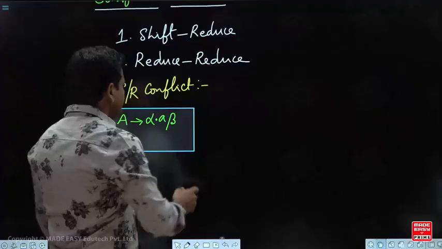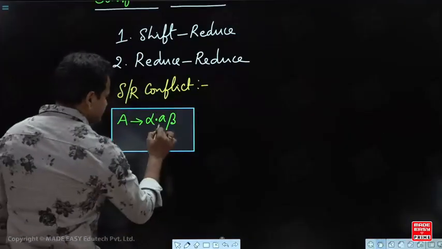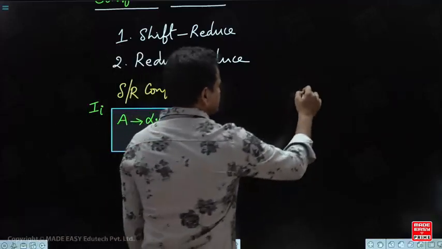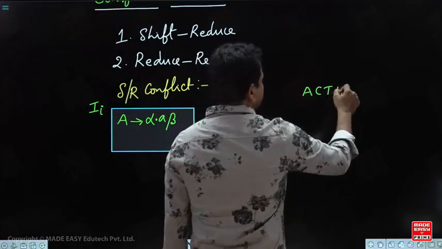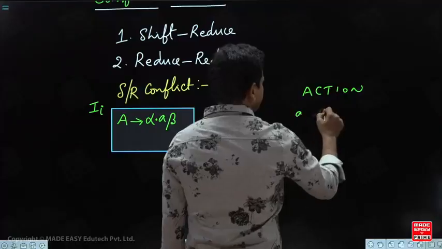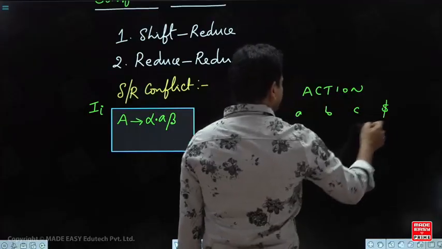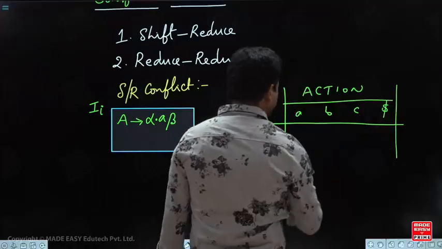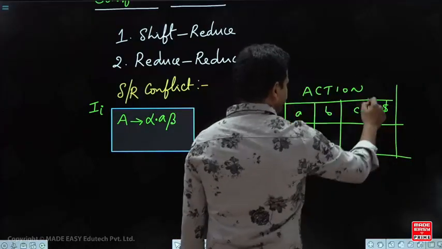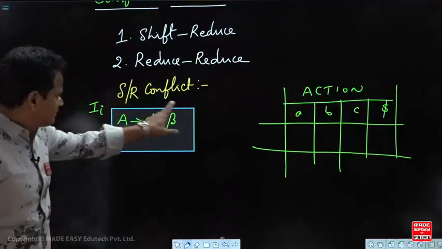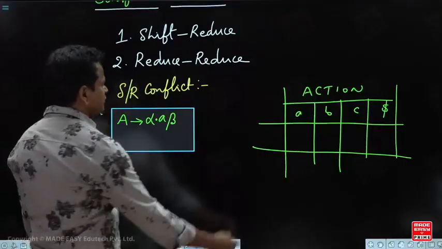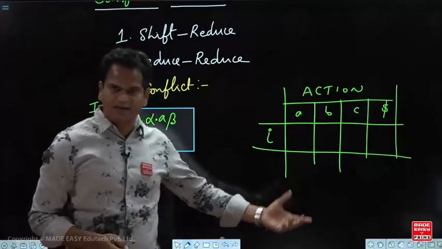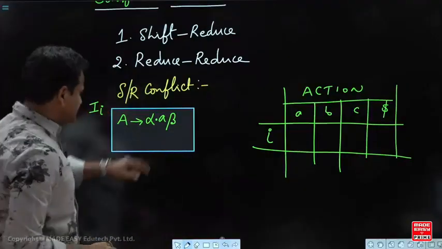I'll tell you. Because it is a terminal, for terminals we will enter in the action part. So suppose this is the action part. Let in the action part the terminals be a, b, c, dollar. Are you following? In the action part we will make the entry. And what is the name of the state? It is Ii. Therefore, in the ith row. If it is I1, first row, I2, second row. And this is a terminal.